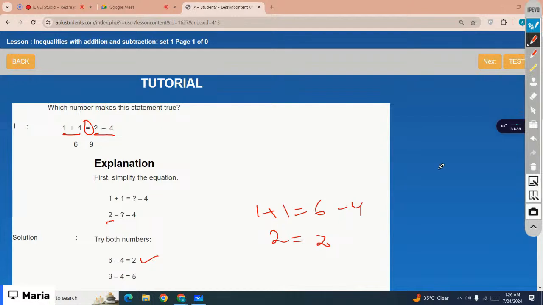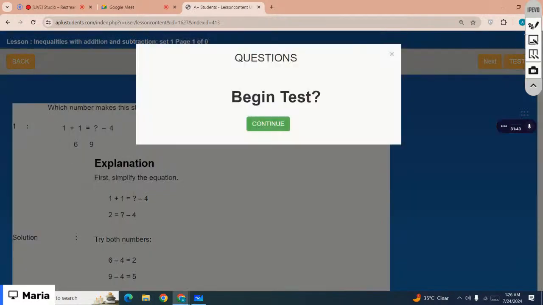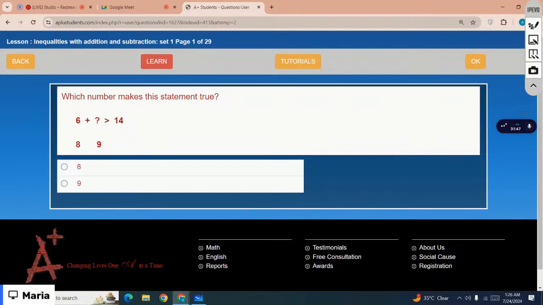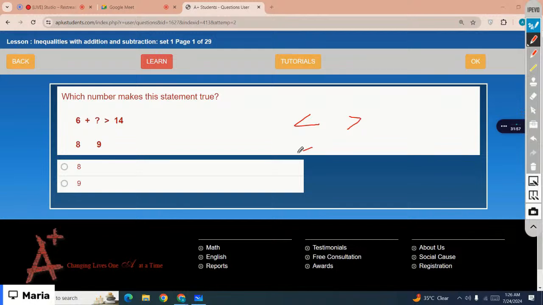Okay, let's start with the test questions. Okay, which number makes this statement true? Inequality means you have inequalities involved, less than, greater than, less than or equal to, greater than or equal to signs, right? The ones with the equal sign are equalities. The ones with less than, greater than, less than or equal to, greater than or equal to are the inequalities, right?